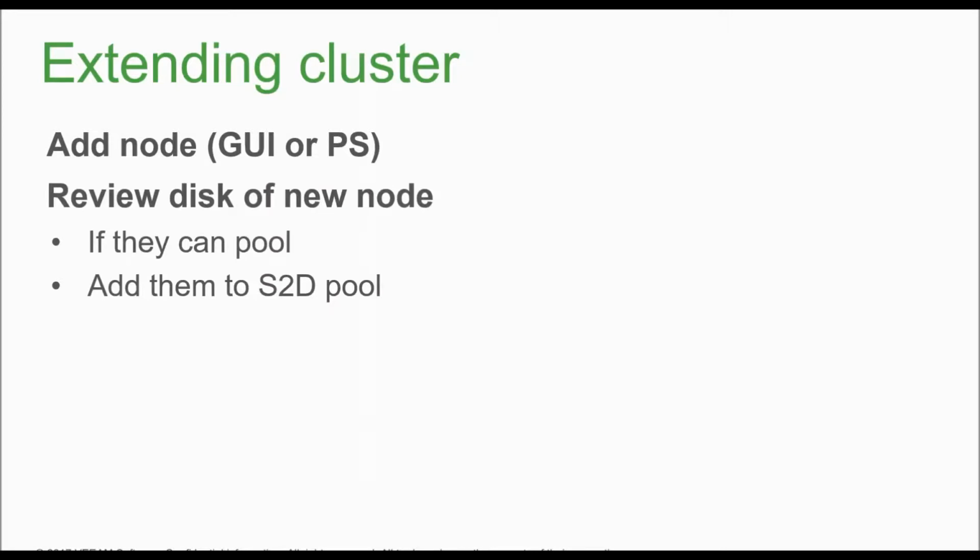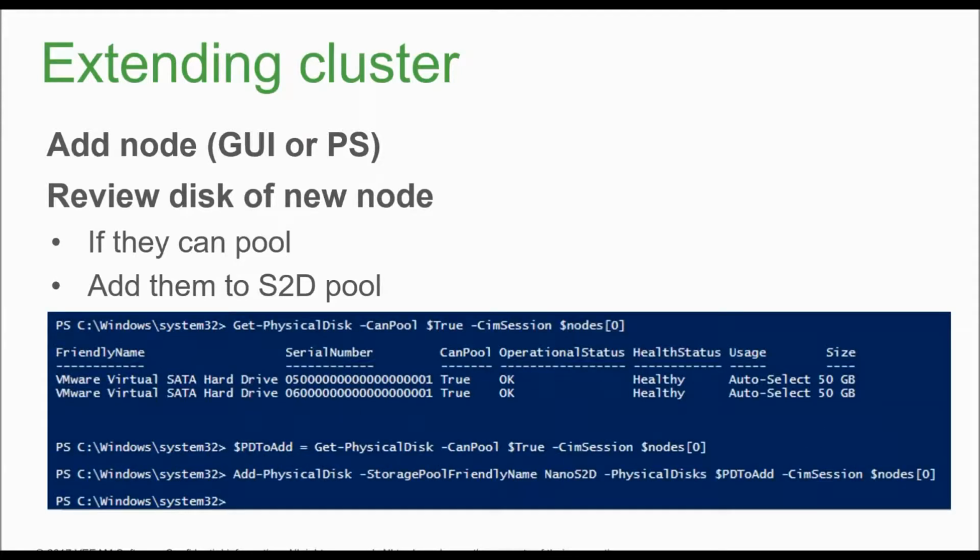First, regarding Storage Spaces Direct, to extend it, adding the nodes will give you only the compute, not Storage Spaces Direct, so you cannot use it immediately. First, you should check if the disks can pool, and then add them to Storage Spaces Direct. With the first command, you can see that I verified there are two disks which can pool, with serial numbers starting with 05 and 06. So with adding a new node to my cluster, these two disks I can add to my storage pool.